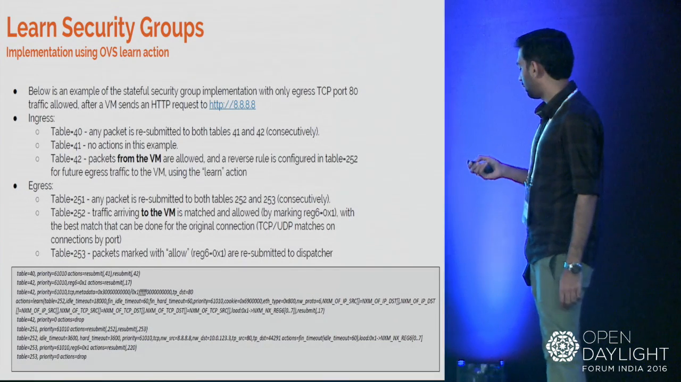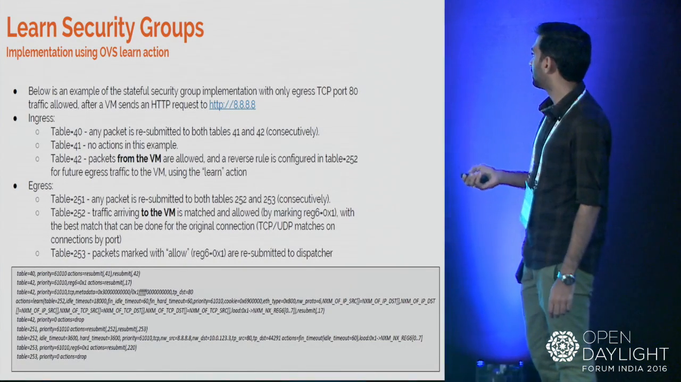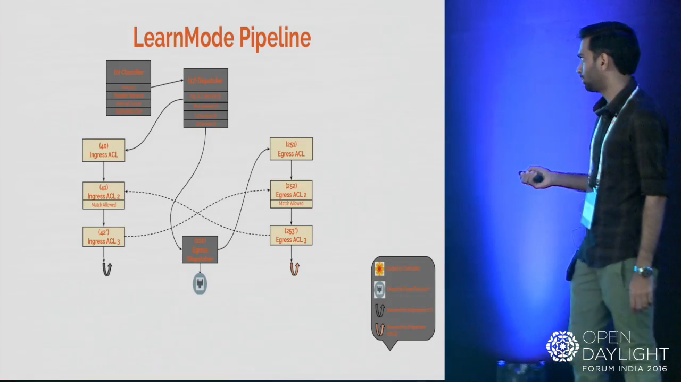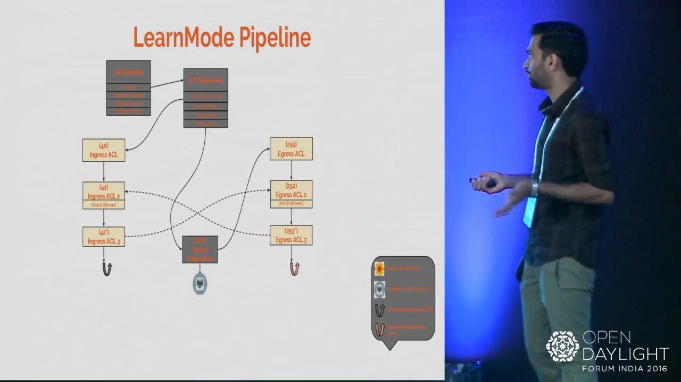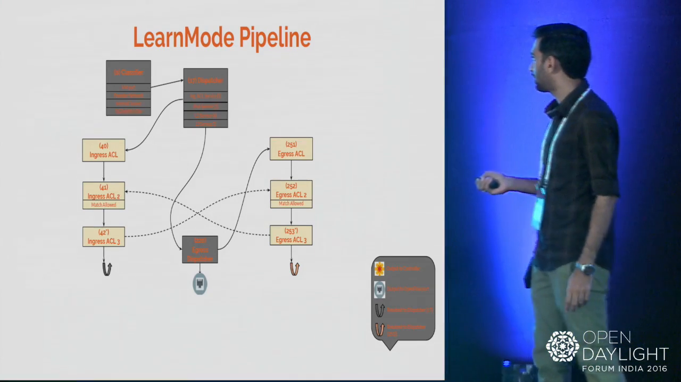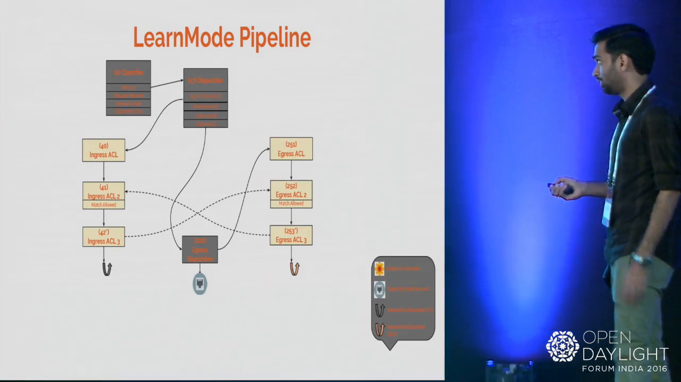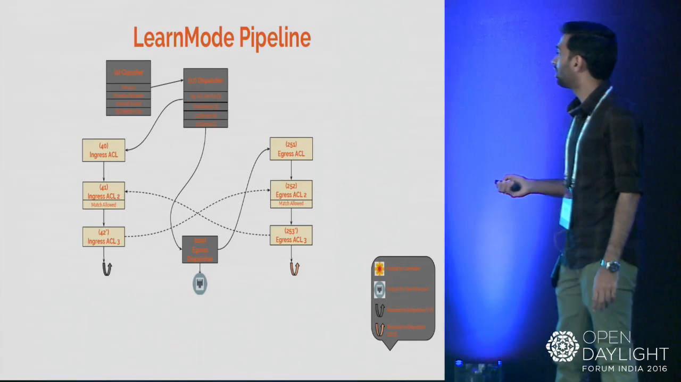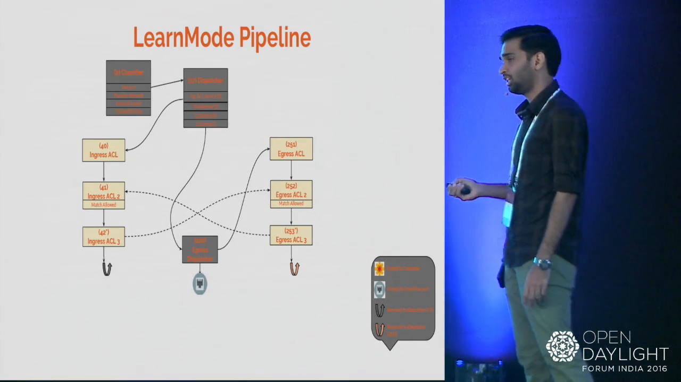So this is how a ping packet travels. Maybe you can see it through this. As I told, ingress is with respect to the switch, so with respect to the VM, it is the egress. When traffic comes, think of a ping from one VM to another VM. It will hit the table 40 first. This is the first packet.